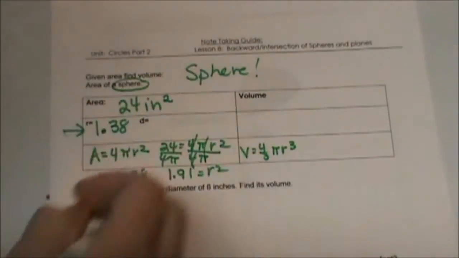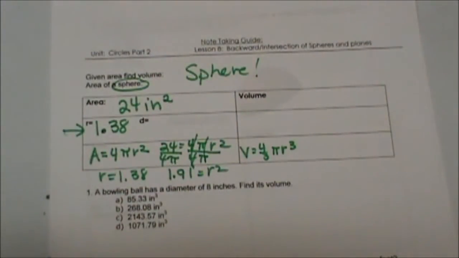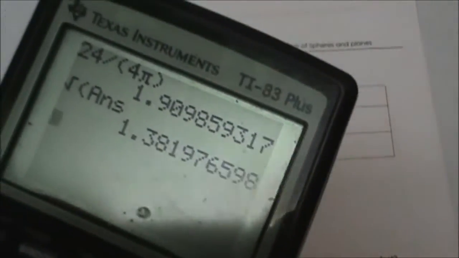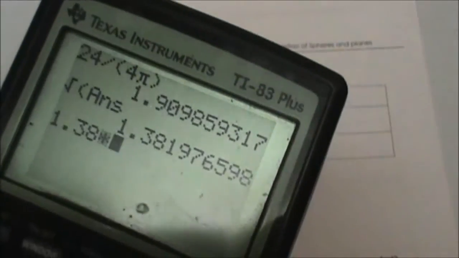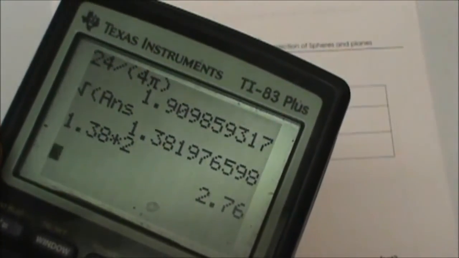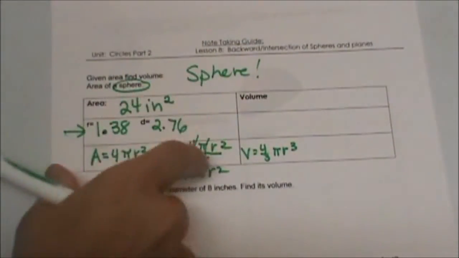Okay, so I'll fill that in up here. 1.38 is my radius. Now, how do I find the diameter? I just double that, so I'm going to take my rounded answer, 1.38 times 2. So my diameter is 2.76. Okay, and I've got that part done. Now we need to find the volume.